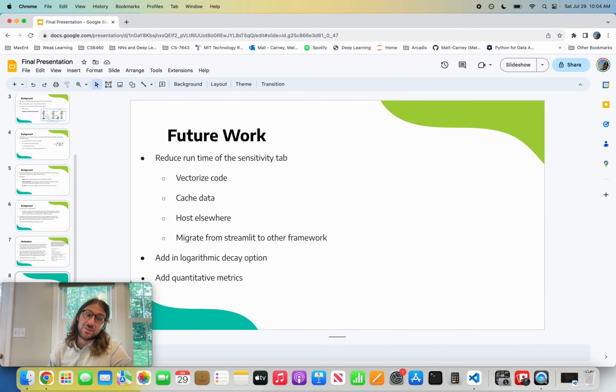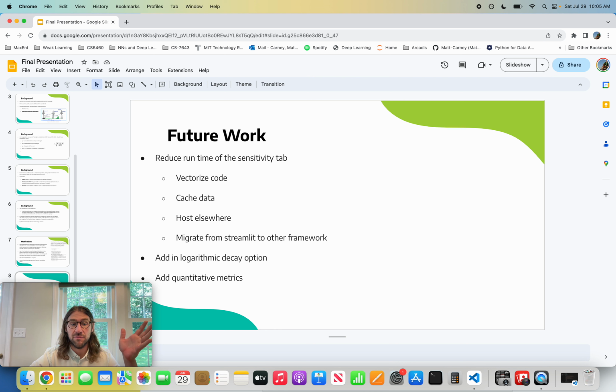some future work, as you can see, the runtime of the sensitivity tab was pretty long. So there are a few different options here. I can go back and look at vectorizing the code. One thing that's interesting with Streamlit is that it's just running your whole script. So if you make an adjustment to, say, the wind velocity, it's still calculating all the different Monte Carlo simulations for the whole page. So that's a bit of a downside.